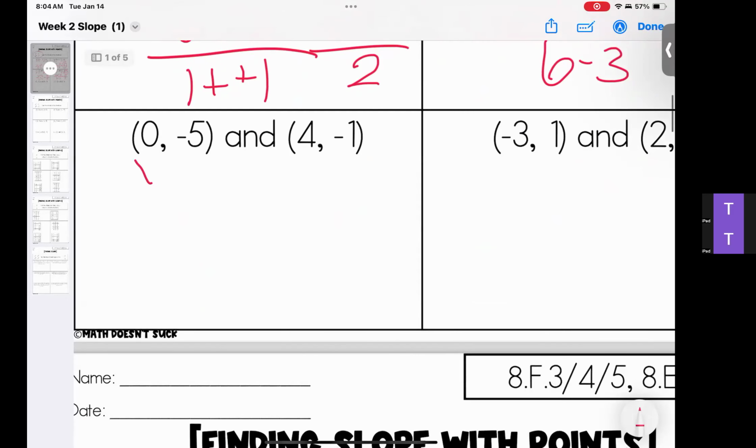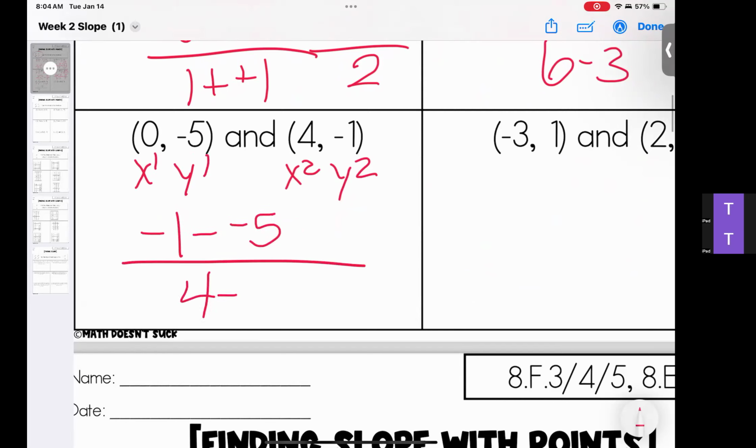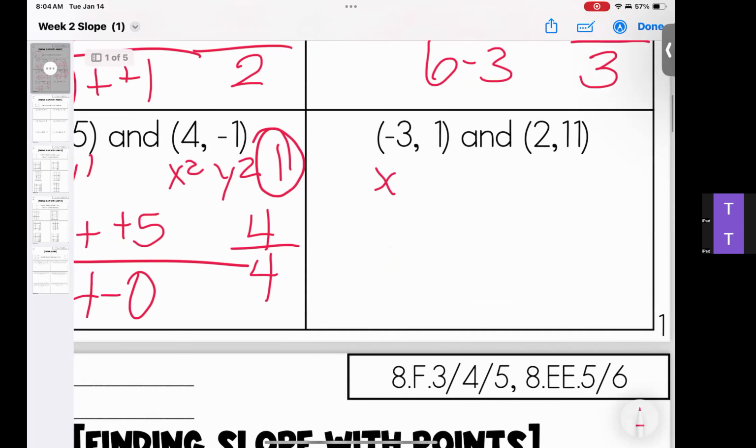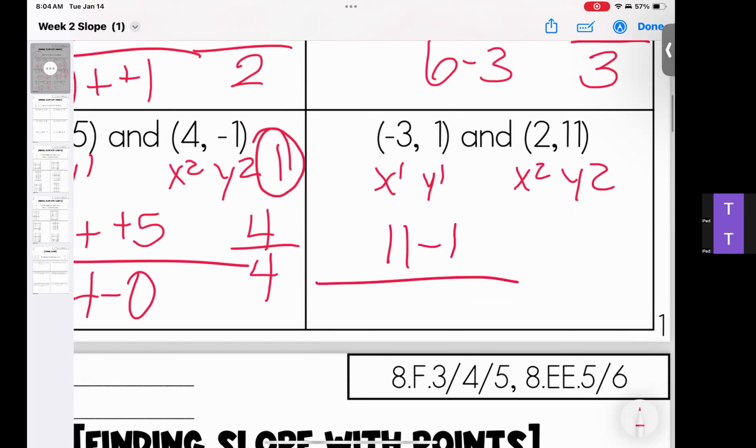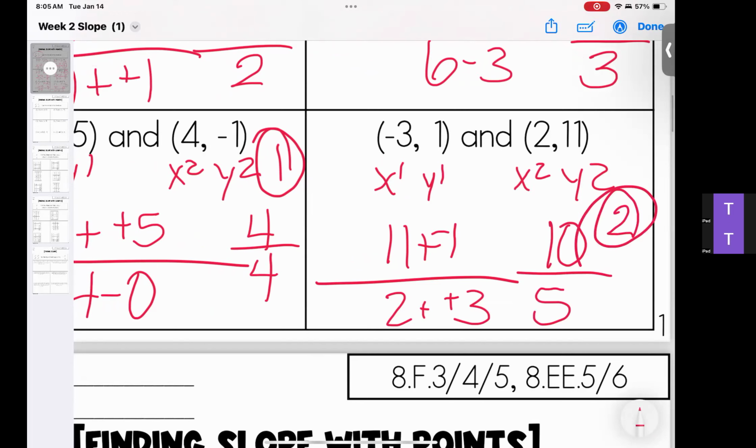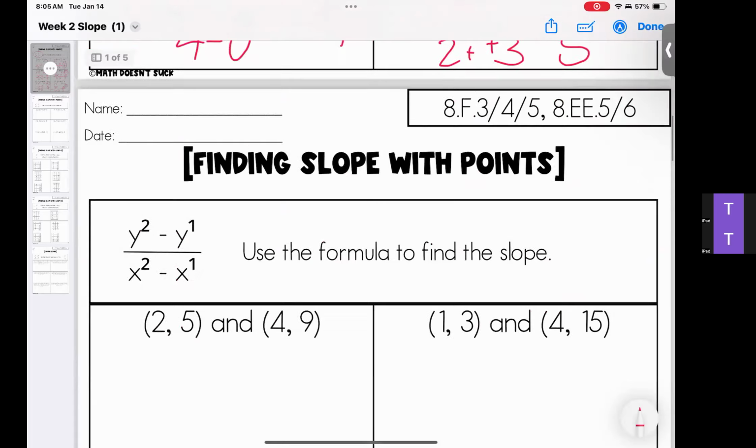2 more. x1, y1, x2, y2. -1 minus -5. Watch your signs. 4 minus 0. This becomes 4 over 4, which is 1. And our last one over here on this page, give them your labels. 11 minus 1 over 2 minus -3. This becomes 10 over 5, which gives us a slope of 2. If you have any questions on this first page, don't hesitate to bring it to class.